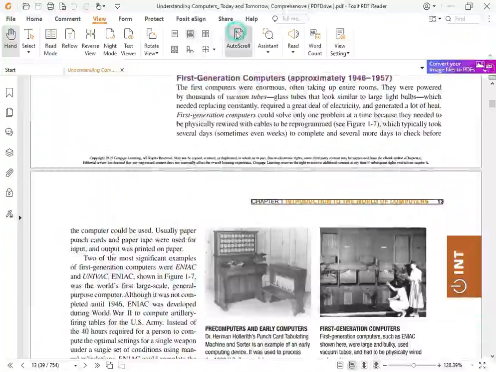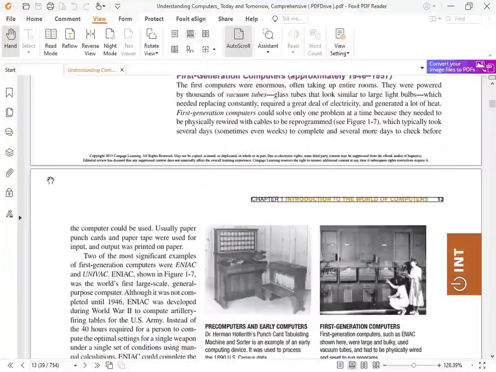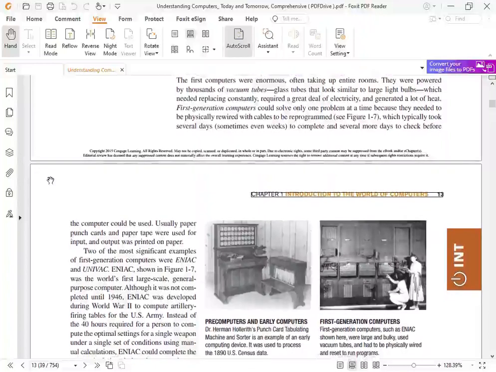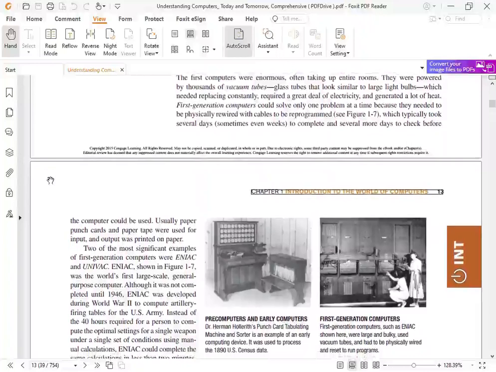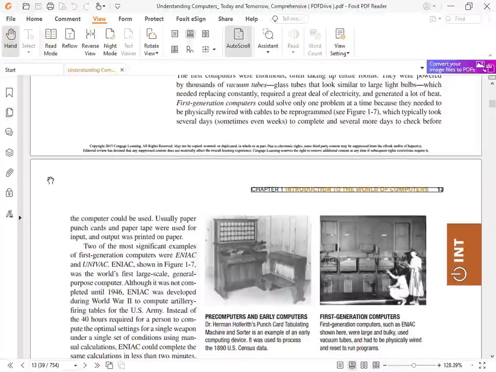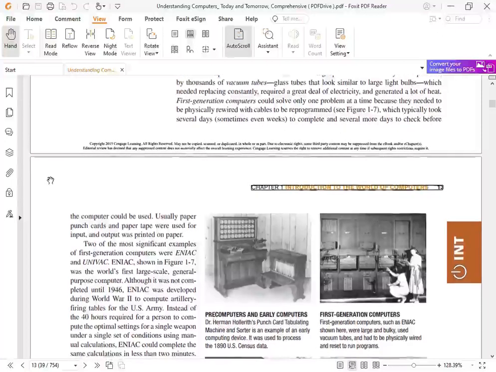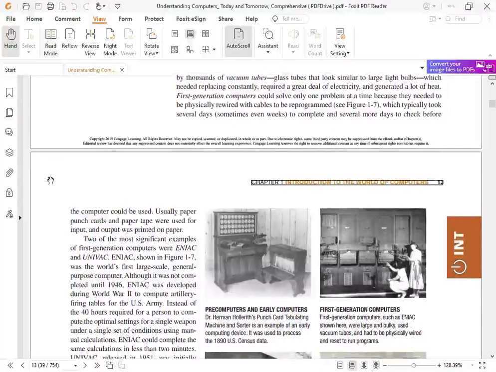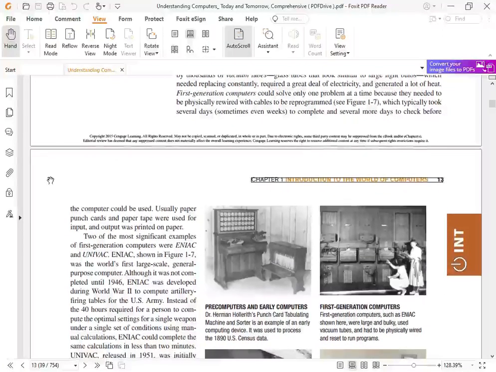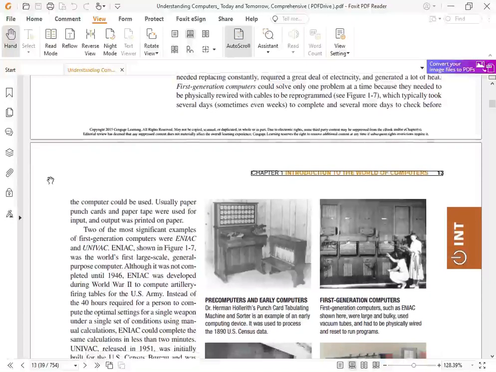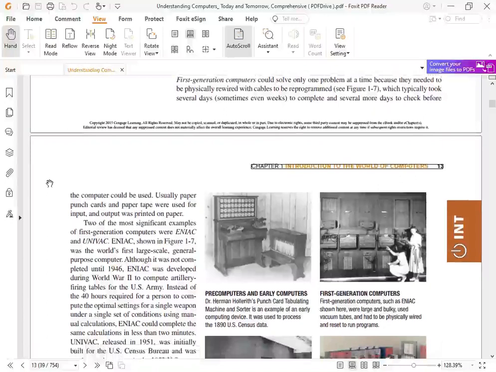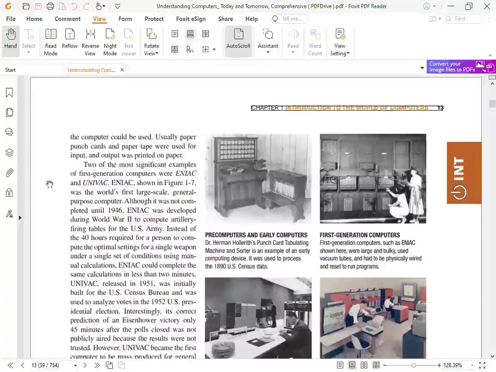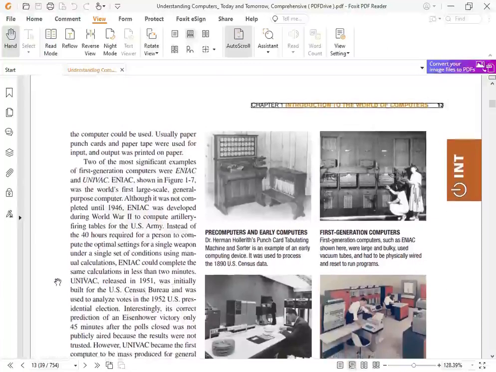Two of the most significant examples of first-generation computers were ENIAC and UNIVAC. ENIAC, shown in figure 1-7, was the world's first large-scale, general-purpose computer. Although it was not completed until 1946, ENIAC was developed during World War II to compute artillery firing tables for the U.S. Army. Instead of the 40 hours required for a person to compute the optimal settings for a single weapon under a single set of conditions using manual calculations, ENIAC could complete the same calculations in less than 2 minutes.